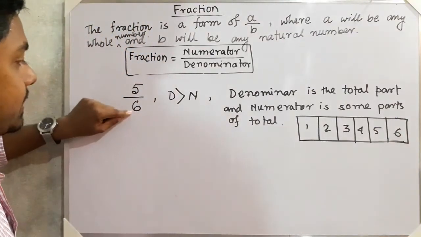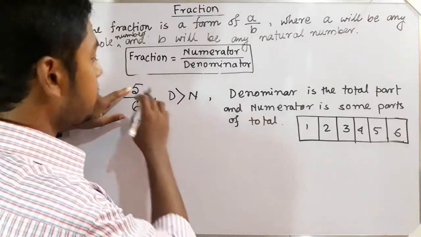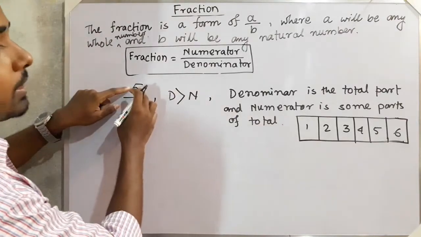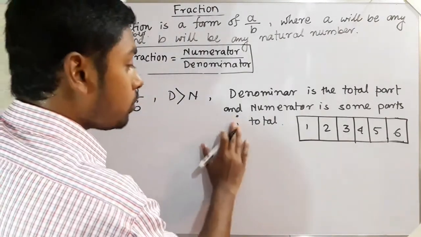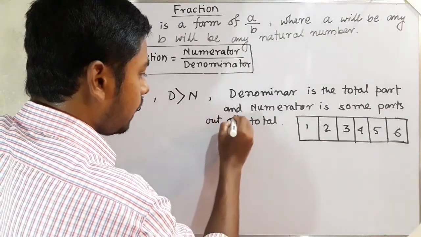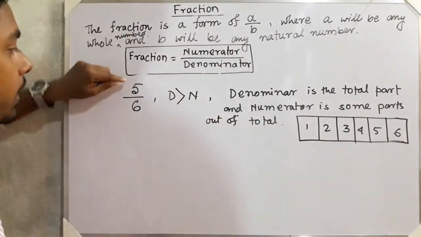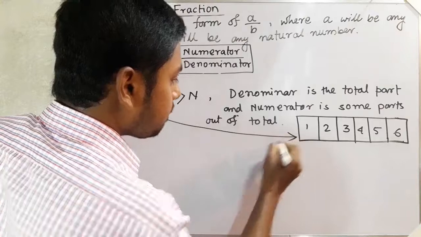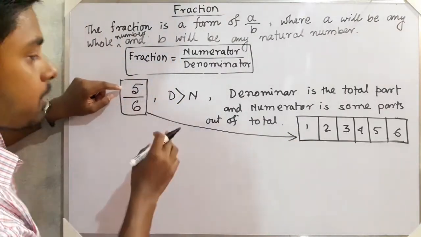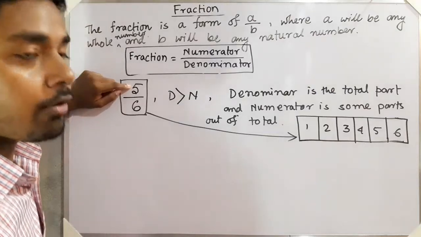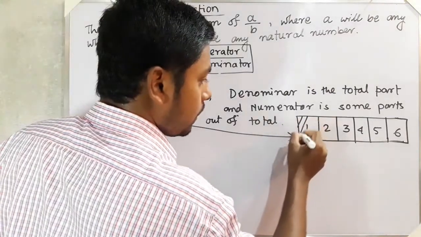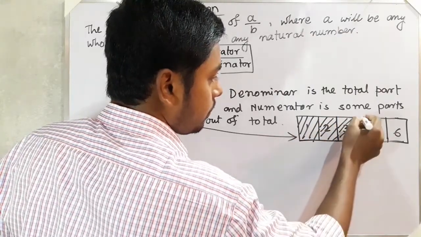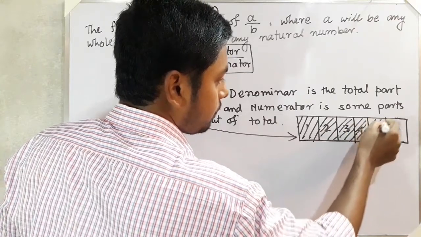Now out of 6 it is having 5, and 5 means numerator will be what? Numerator is the some part of total. So numerator is the some part out of total. So we can think this 5 by 6 represents what? This 5 by 6 represents 5 parts out of 6 parts. That means first part, second part, third part, fourth part, and fifth part.